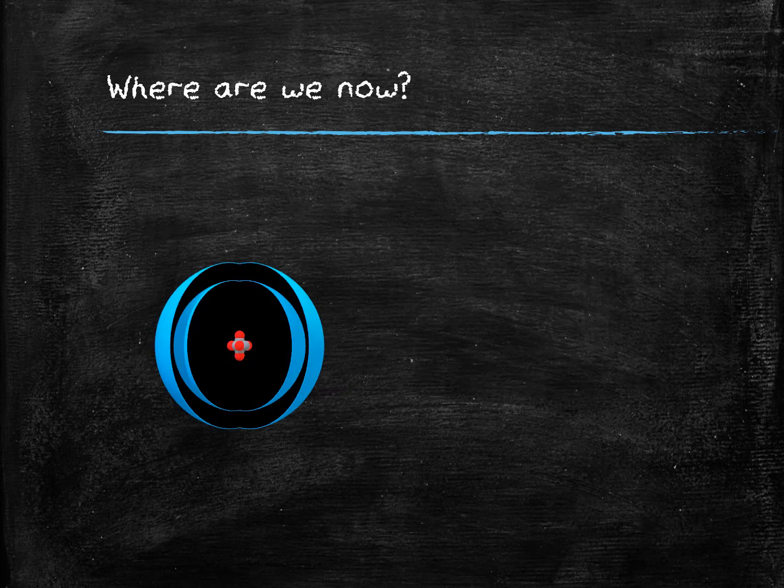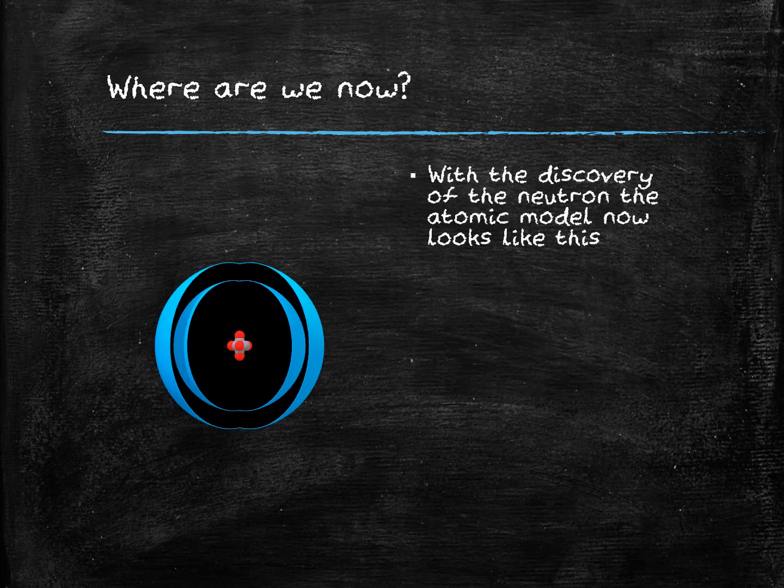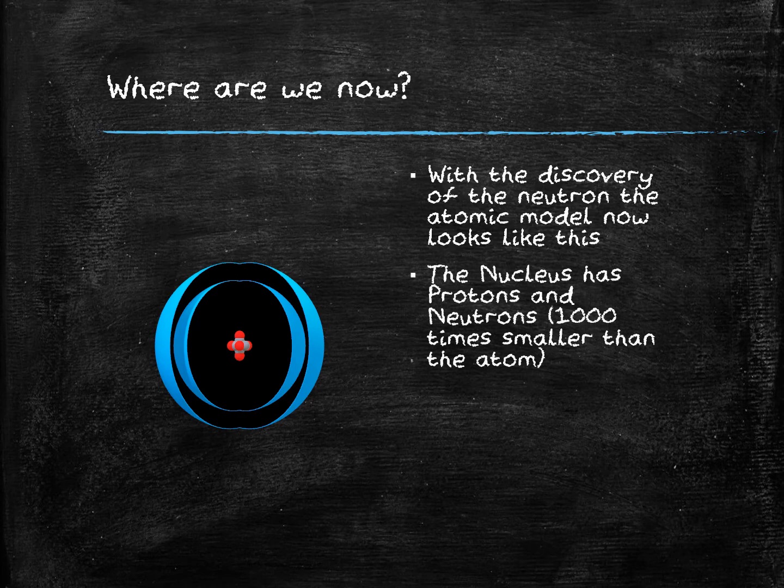So, where are we now? With the discovery of the neutron, the atomic model now looks pretty much like this, where you've got protons and neutrons in that central area, the nucleus, and that nucleus is actually about 1,000 times smaller than the atom itself. So this diagram is not to scale. This is a representation of a carbon atom with 6 protons and 6 neutrons in the nucleus, and then 2 electron shells. There would be 2 electrons in that first shell or energy level, and then 4 in that second energy level.